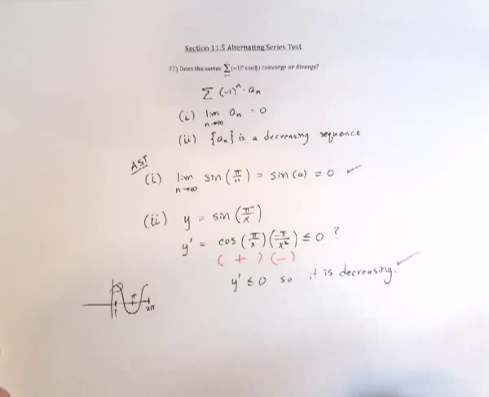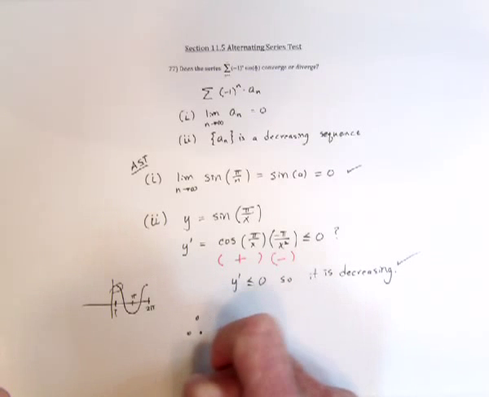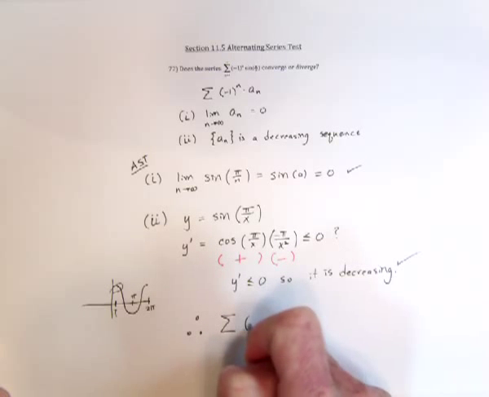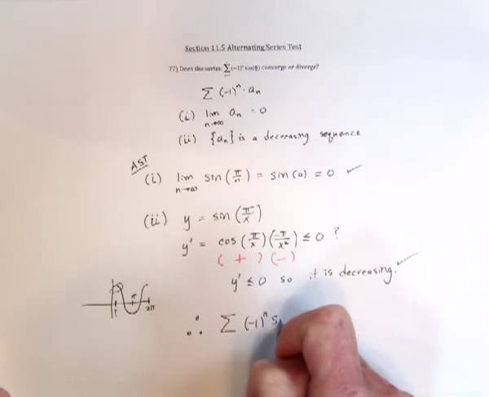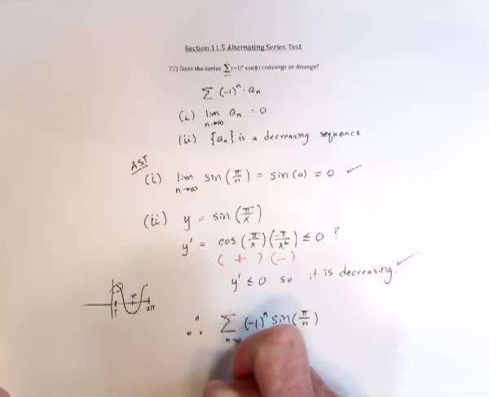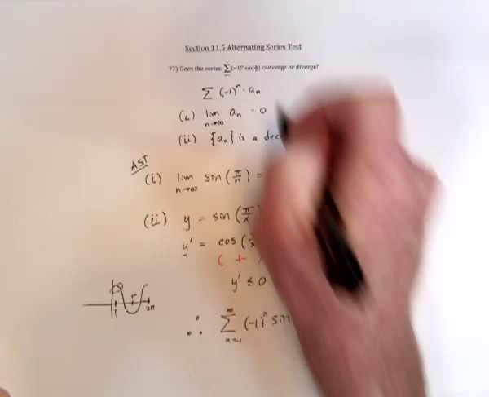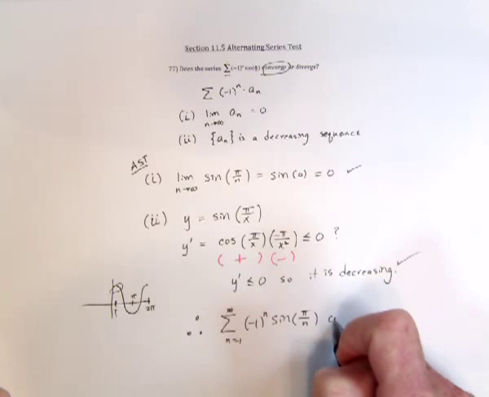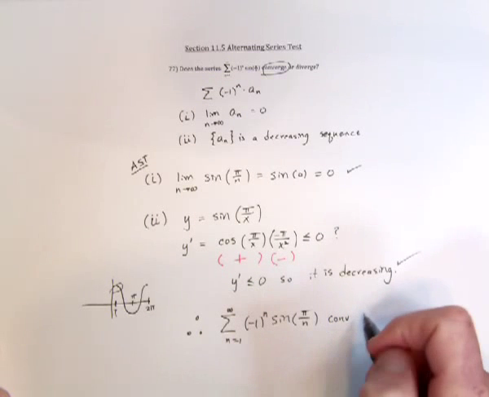So then that means that the series we're talking about, alternating series negative 1 to the n sine pi over n, then it converges because it passed the alternating series test.